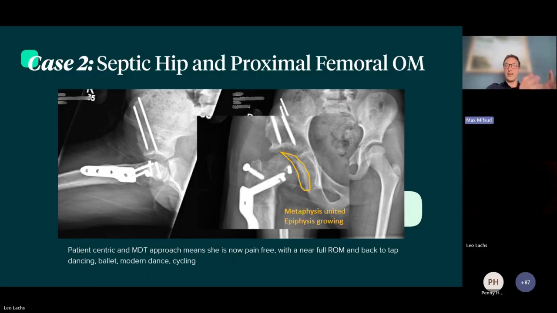Because things are now back to normal from an anatomical point of view, and because all the infected bone has been taken away, she has done very well, and she's back to tap dancing. The hip is now starting to grow again, and she's got a very good range of movement.